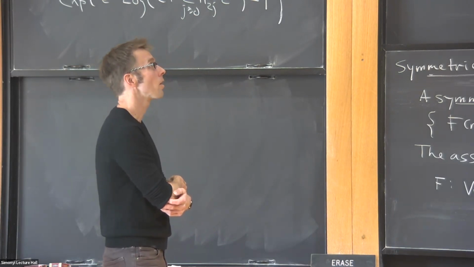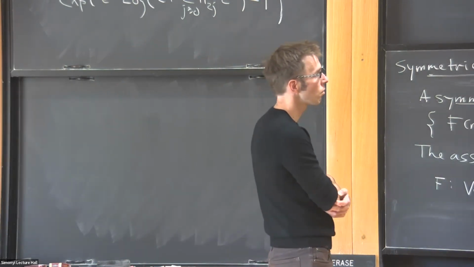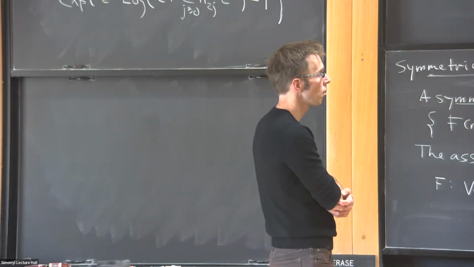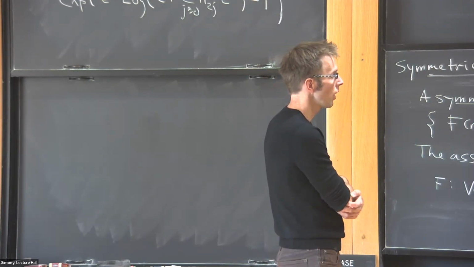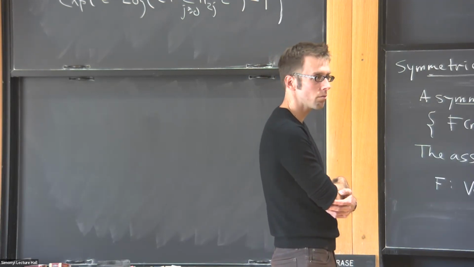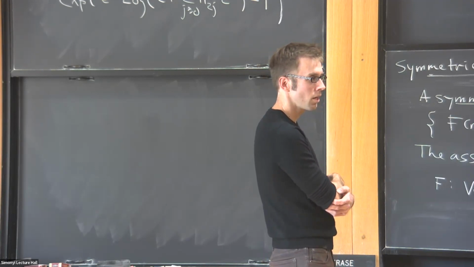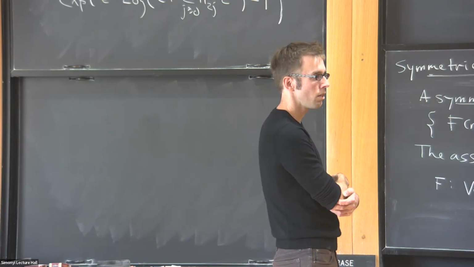Am I doing this wrong? I'm spacing out for a minute. I think it ends up just being the normal exponential and log of power series. No, that does not. What happens is that PR acts on Z by sending it to Z to the R. Okay. Yeah.